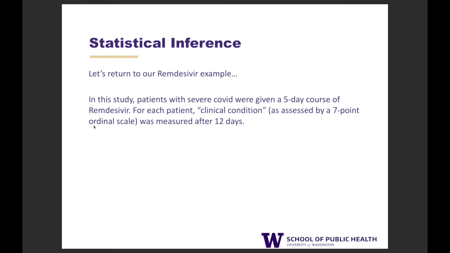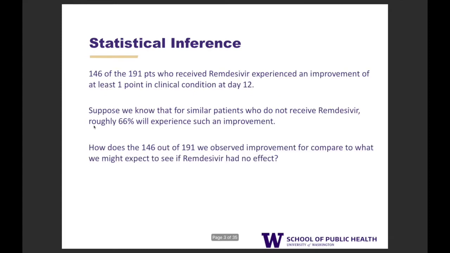In that remdesivir study, we were looking at patients with severe COVID who were given a 5-day course of remdesivir. For each patient, clinical condition was assessed after 12 days, and we looked to see if they had improved by 1 point or not. Of those patients who all received remdesivir, exactly 146 out of 191 experienced at least a 1 point improvement in clinical condition at day 12. And we are treating this as a binary outcome.